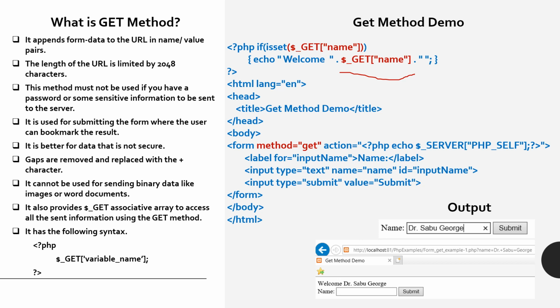An advantage we can highlight here is for submitting a form where the user can bookmark the result. That is one advantage. So while passing data, this replaces the spaces with the plus character one by one. See, this is an example. See, the plus character is replaced here: plus Dr plus Sabu plus George, like that, plus signs. And this is the data we entered, that is passed through the URL. That is the difference compared to the post method.